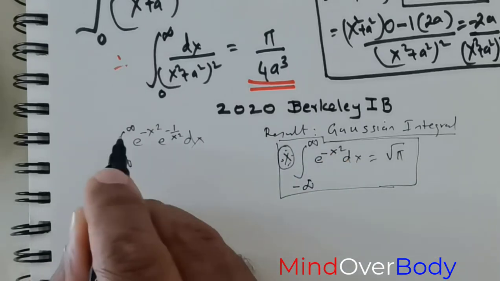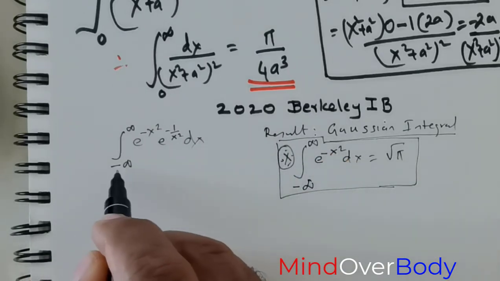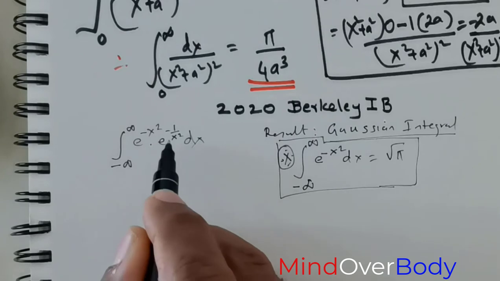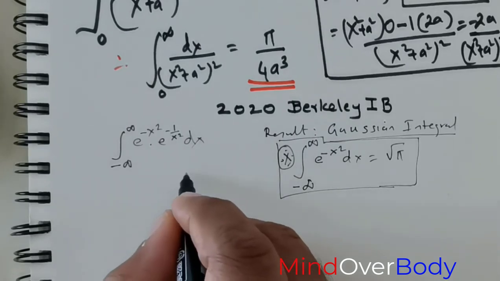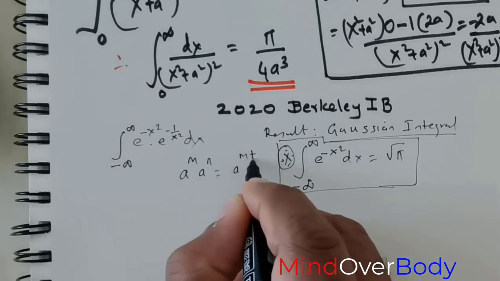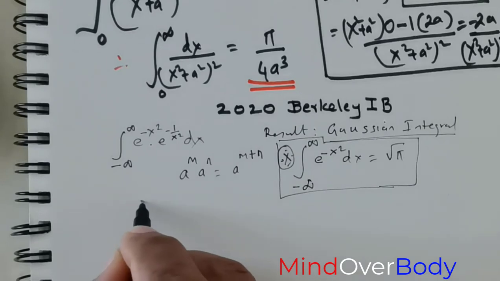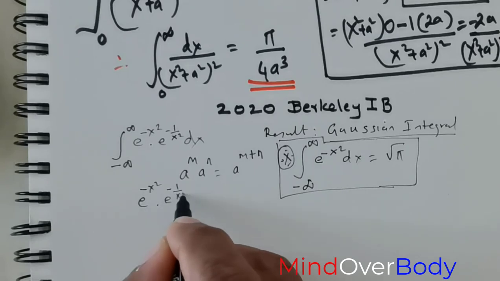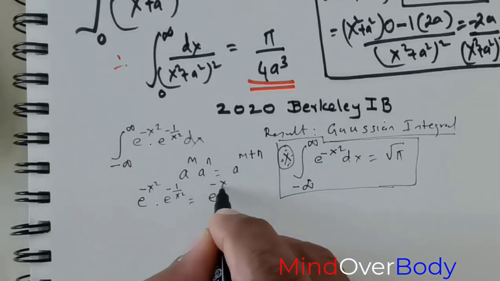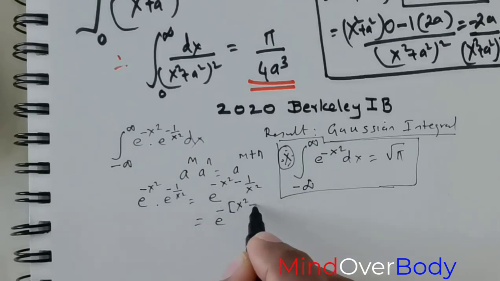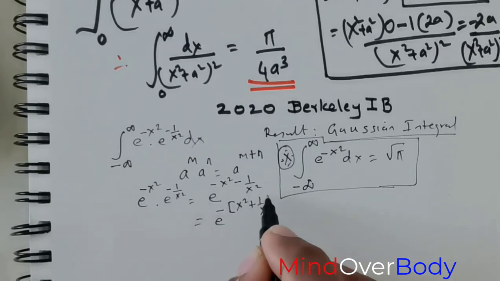So foremost, what I wish to do is rewrite. I have been given integral negative infinity to infinity e raised to the power of negative x squared times e raised to the power of negative 1 over x squared. Now we know the result: a raised to the power of m times a raised to the power of n is equal to a raised to the power of m plus n. So we have e raised to the power of negative x squared times e raised to the power of negative 1 over x squared. This is equal to e raised to the power of negative x squared negative 1 over x squared, which can be rewritten by taking the negative sign out as x squared plus 1 over x squared.